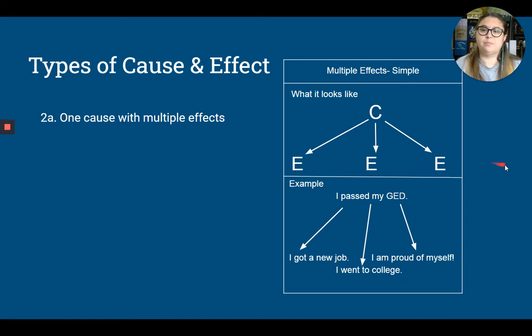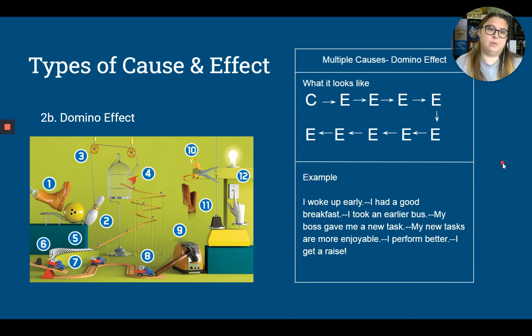Our third type, which I'm calling 2B, because technically it is similar to 2A, where we have multiple effects. This is where we have one cause that leads to multiple effects. So I think about this as a domino effect. If you've ever flicked over one domino in a row, that row of dominoes just knocks everything over. And that's kind of what I'm illustrating here, is that one cause can lead to an effect.